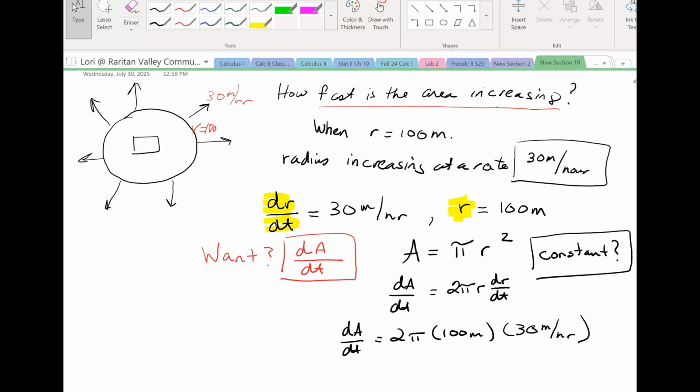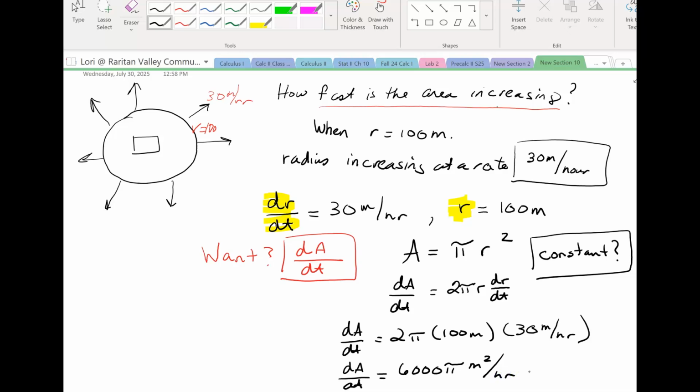So what do we mean by that? Well, let's get our final answer. dA/dt, this one's nice and easy because it's already solved for dA/dt. We'll just leave pi, that's fine. So 2 pi times 100 times 30 is what? 6,000 pi. And then we have meters squared over hour.